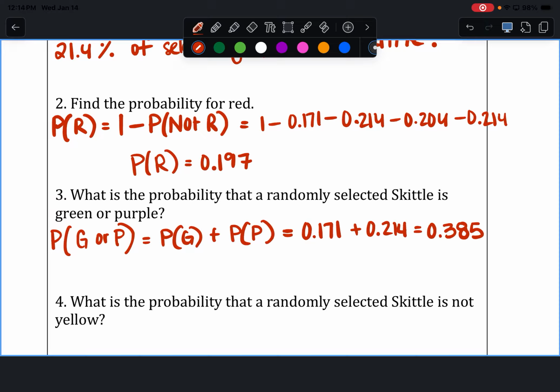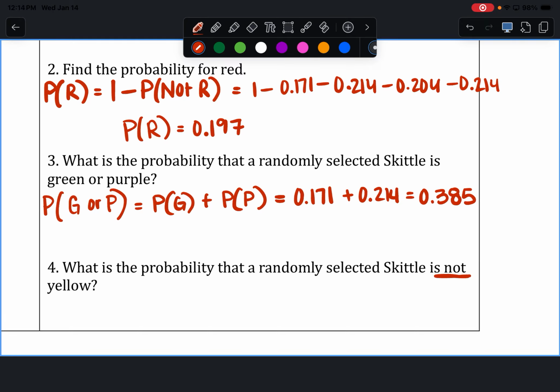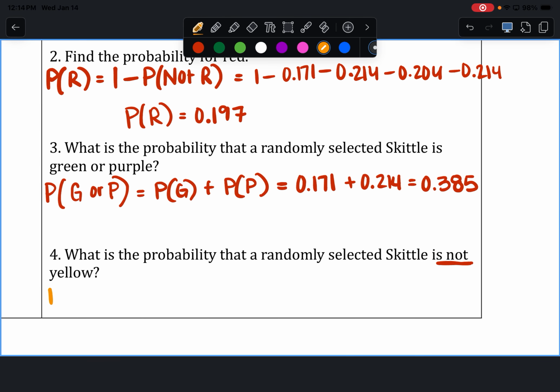All right, then, number 4 asks us, what is the probability that a randomly selected Skittle is not yellow? When it says is not something, that automatically tells us we need to use which rule? The complement rule. Okay, so to find the probability that it is yellow, you will say 1 minus the probability. Whoops, we're doing that backwards. Because we're trying to find that it is what? Not yellow. So to find the probability that it is not yellow, you're going to do 1 minus the probability that what?